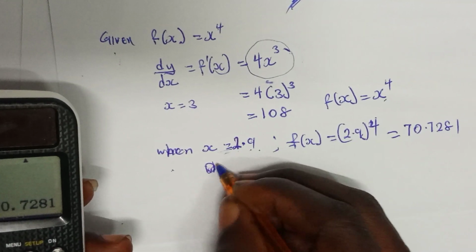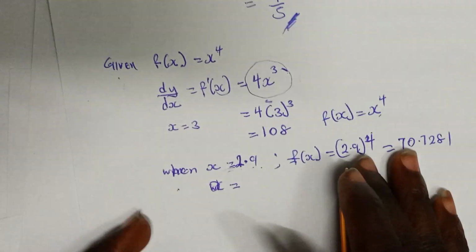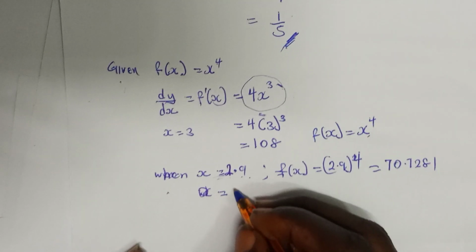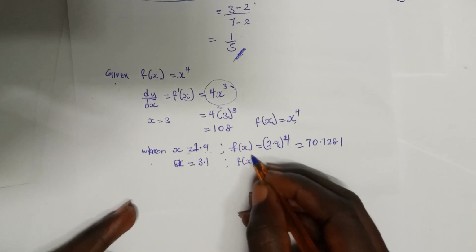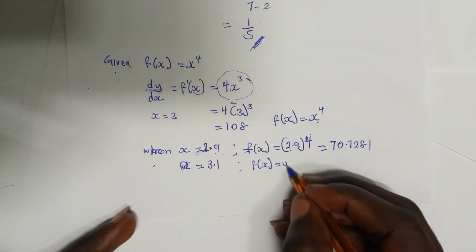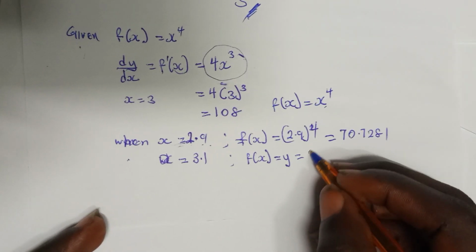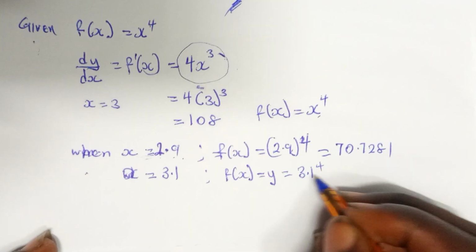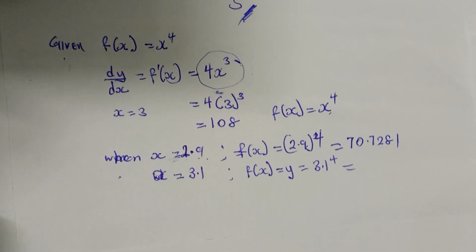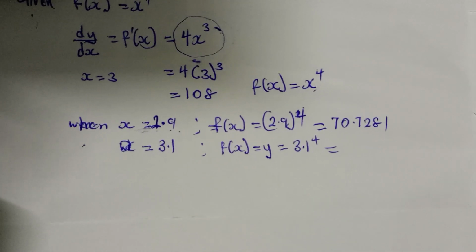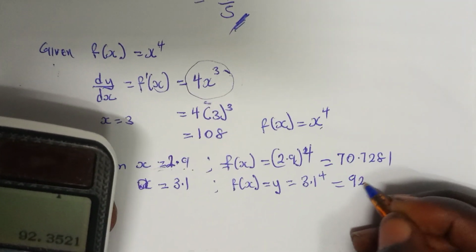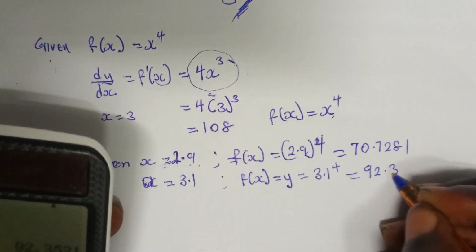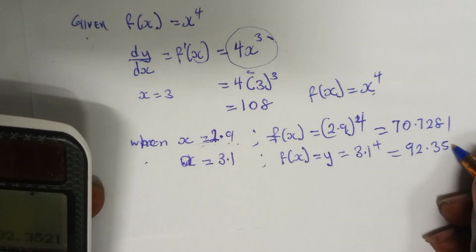When x equals 3.1, f of x, which is equal to y, will be 3.1 exponent 4. We are going to get 92.3521. Okay, let's move on.